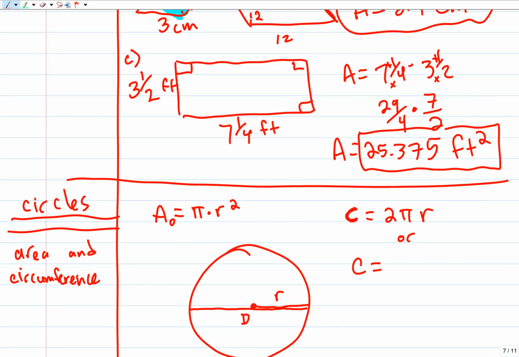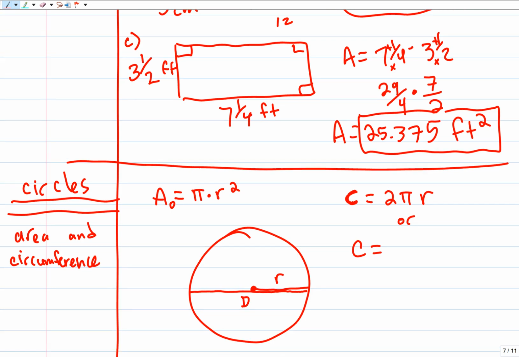If I'm dealing with a circle, we have the area, which is still the space inside, and the relationship with that is pi r squared. The circumference is the distance outside, so think like the perimeter of the circle. But I can't add all of the sides because it just has one long side, and the relationship is 2 pi r. Or if I take the radius and I double it, 2 radii, I get what is called the diameter. So I can also call this formula pi times d.